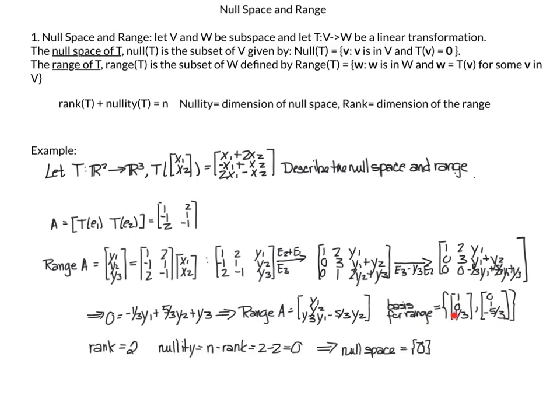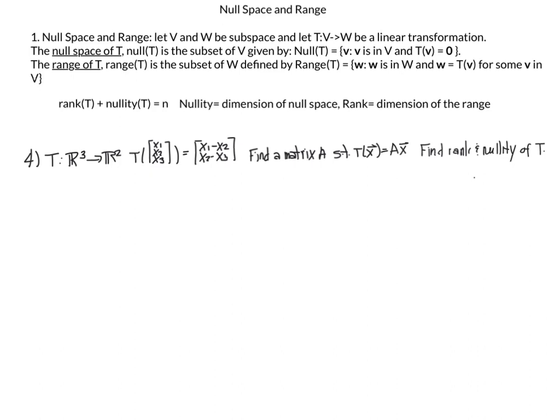Since it takes 2 vectors to form a basis for the range, that means the rank, or dimension, of the range is equal to 2, which means the nullity is equal to, well, we start off in R2, and the rank is 2, so the nullity must be 0. So the null space is simply 0. The 0 vector gets mapped to the 0 vector and nothing else.